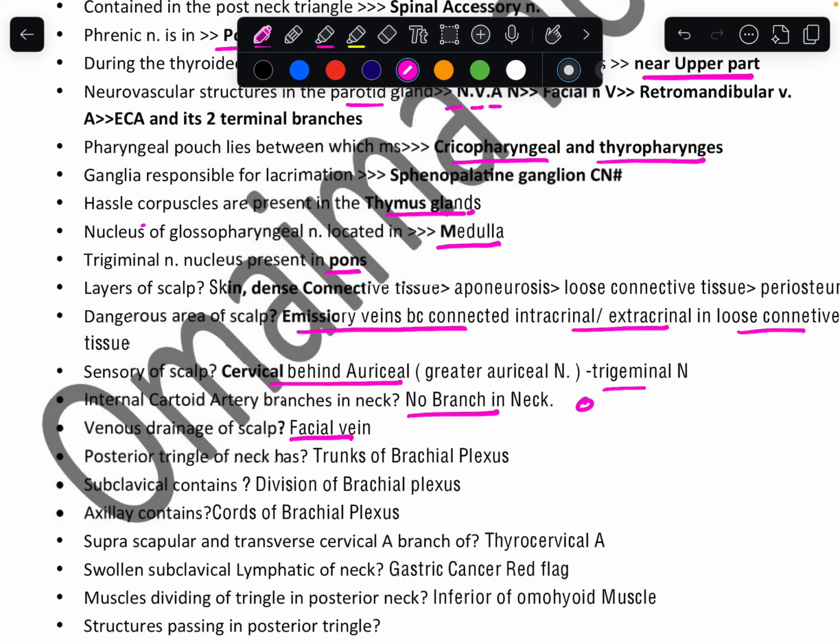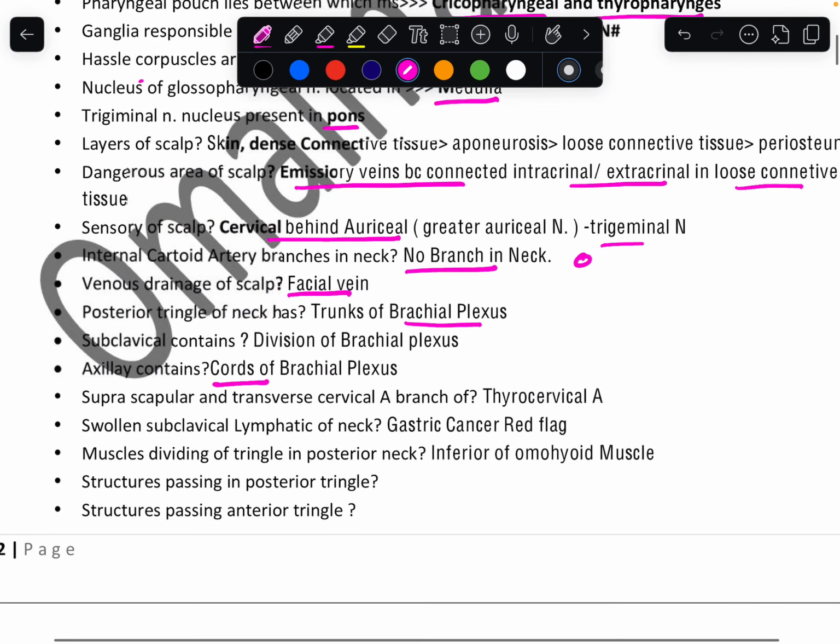Then posterior triangle of the neck has trunks of brachial plexus. Subclavian contains divisions of brachial plexus. Axilla contains cords of the brachial plexus. Supraclavicular traverses cervical branch, thyrocervical artery. Swollen subclavicular lymphatics of the neck. Structures passing through the posterior triangle.